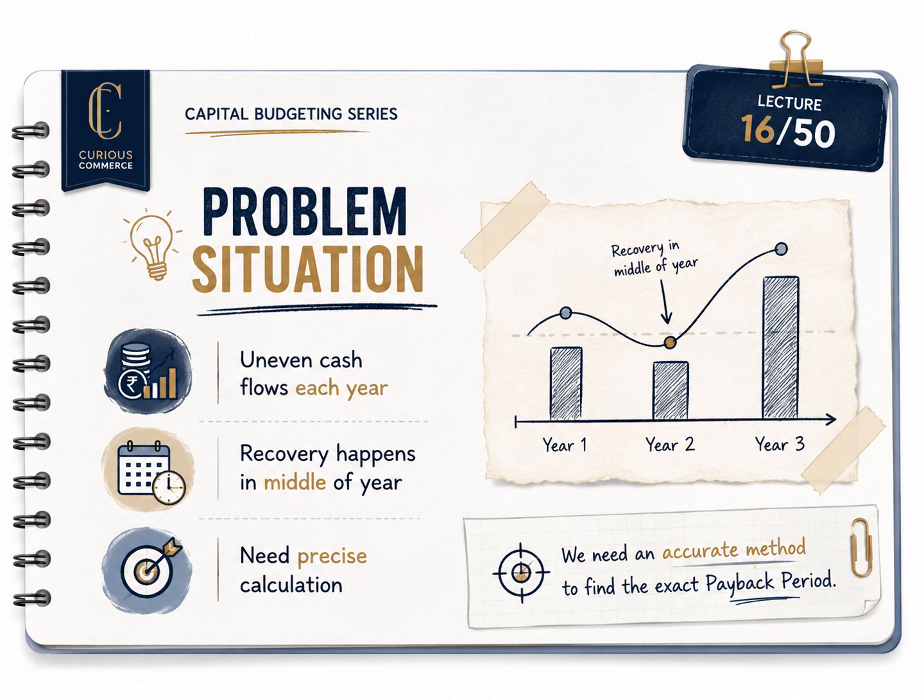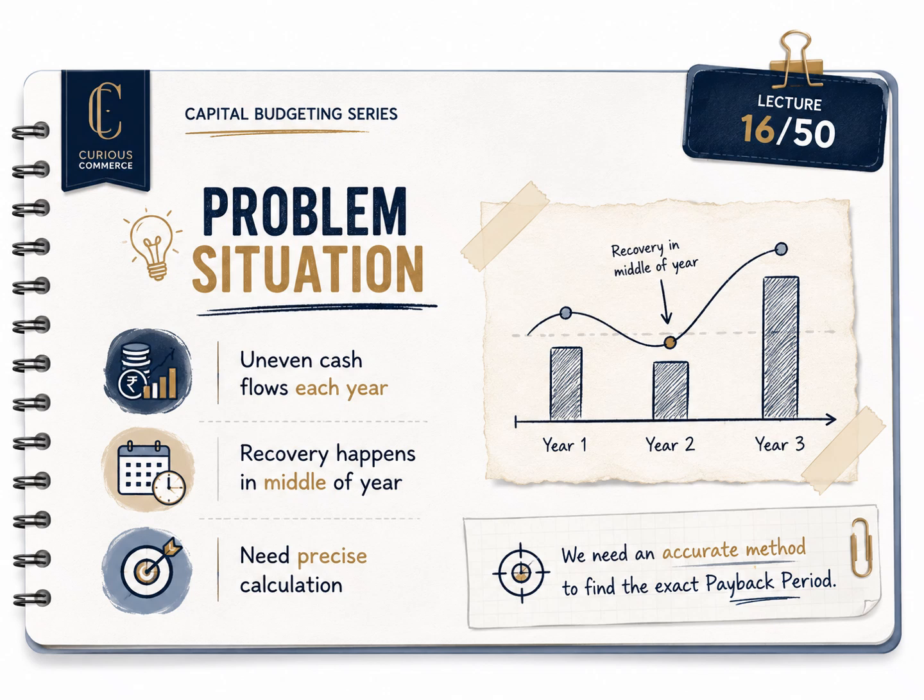Let us first understand the practical problem. In many projects, cash inflows are uneven. That means in the first year, income may be different. In the second year, once again the income may be different. In the third year, income may also change. Because of uneven inflow, the investment may not be recovered exactly at the end of the year. It may happen somewhere in between the years.